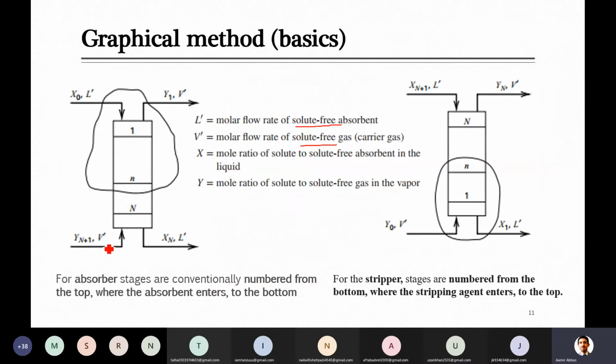For example, here there is natural gas entering this tower, and natural gas is now the major component or the main gas. If it contains some amount of H2S and CO2, then this H2S or CO2, this impurity which is part of the natural gas, will be called solute, and all the other components, majorly hydrocarbons, are called natural gas.